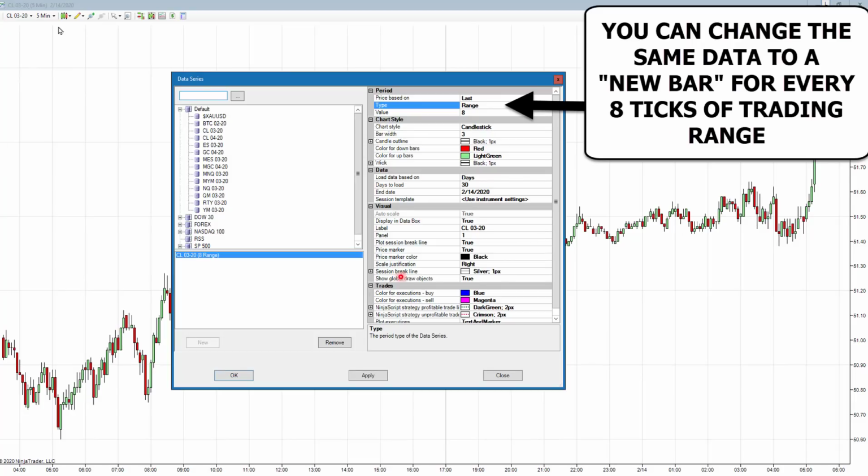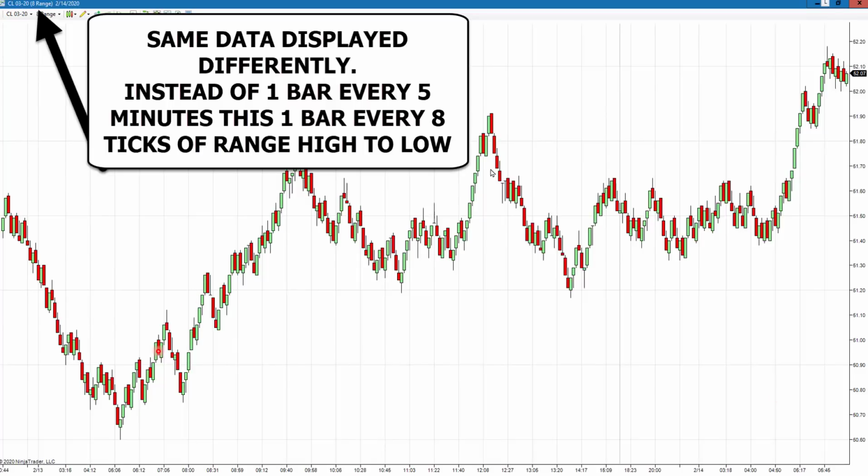What we're able to do with NinjaTrader is change the structure of the bar itself. So we can take the same data that's a 5-minute chart and say, I want to see that data displayed as a range bar with 8 ticks worth of range for every bar. And when we do that, it changes the visual of the data.